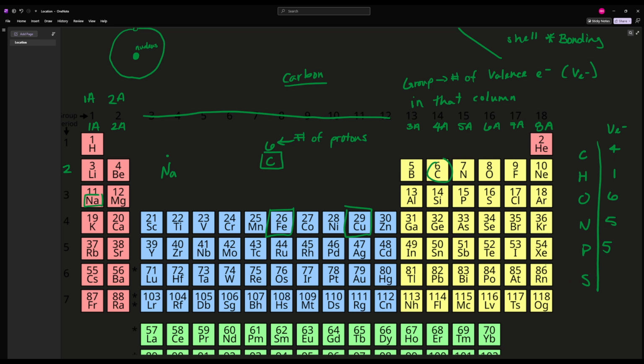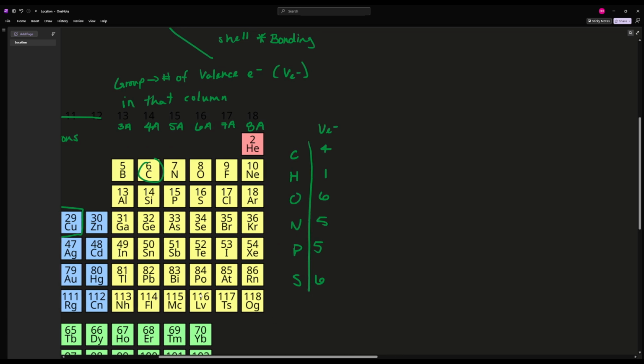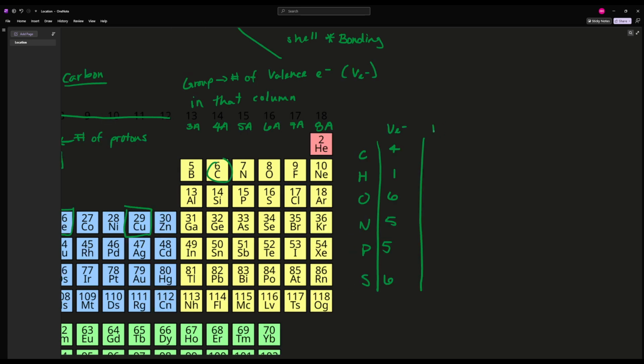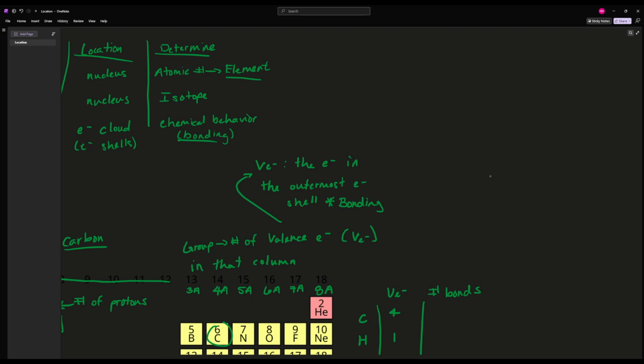Finally, we get to sulfur. We can see it's 1 away from phosphorus, so we should be adding 1. And it should also have the same number of valence electrons as oxygen. So it makes 6. Now, we can start to figure out how many bonds these guys will form. Let's use carbon again as our example. So carbon has 4 electrons. Drawing its Lewis structure, we say 1, 2, 3, and 4.